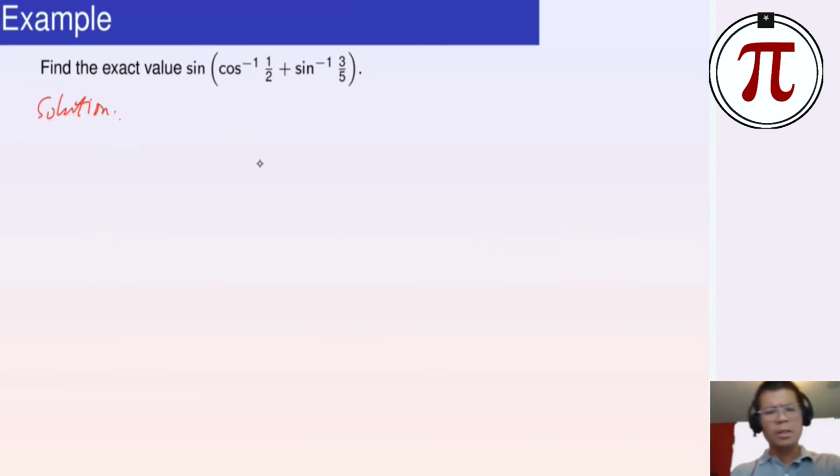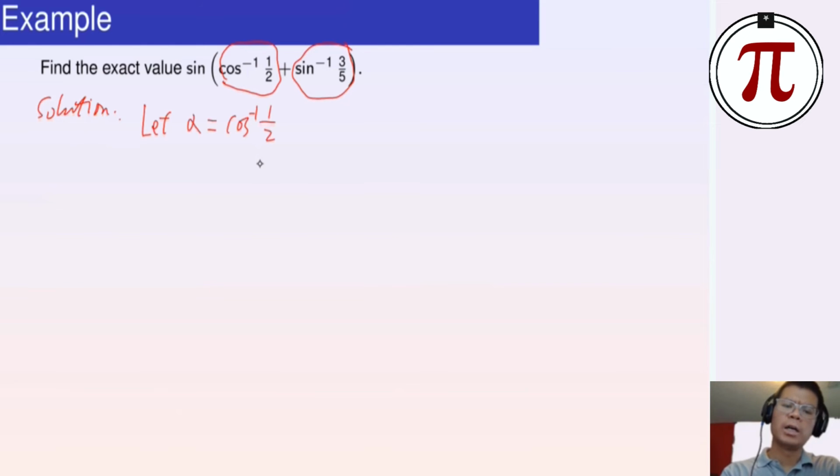So something interesting here. Inverse cosine is an angle, right? Remember, inverse cosine is an angle. This one is also an angle. So let alpha equal inverse cosine 1/2, and let beta be inverse sine 3/5.